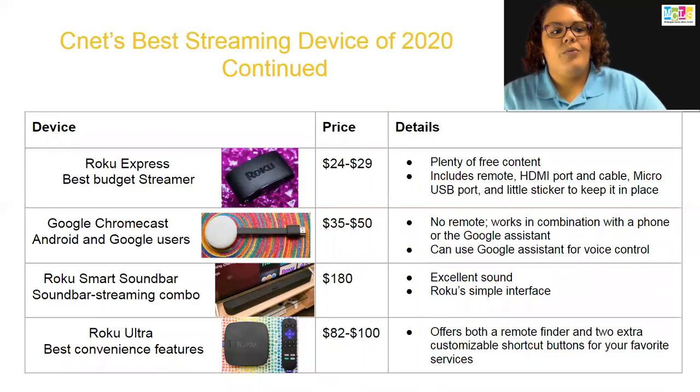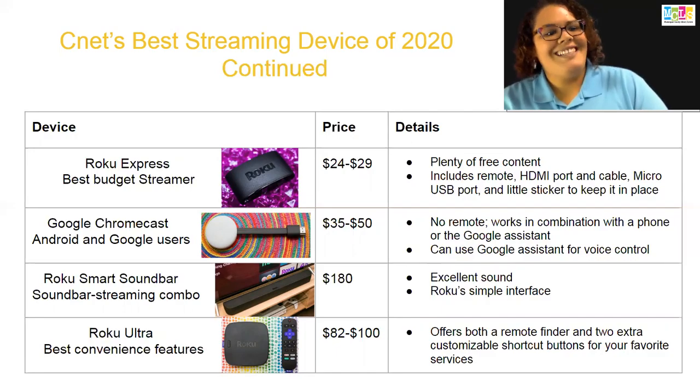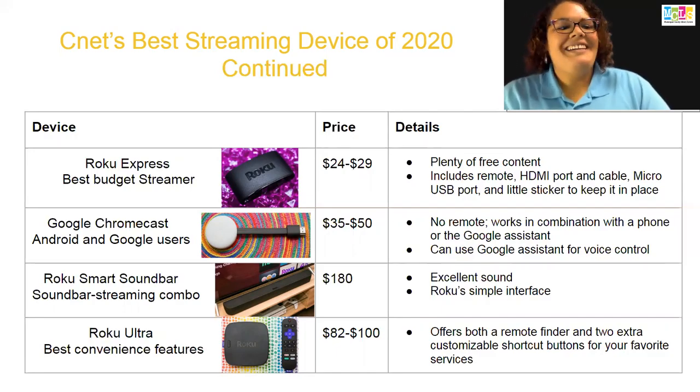For more, the Roku Express is the best budget streamer. So if you're looking for something that is on the lower cost end, this is going to be your choice here. There's plenty of free content, and it includes a remote. It comes with the HDMI port and cable that you'll need, and it has a micro USB port, and it even has a little sticker to keep it in place. And it's cheap, somewhat cheap.